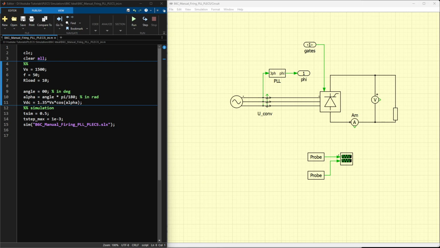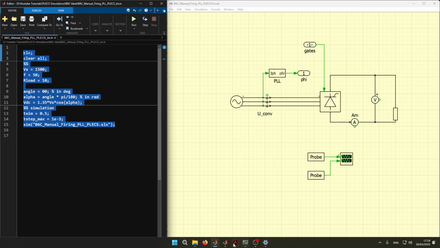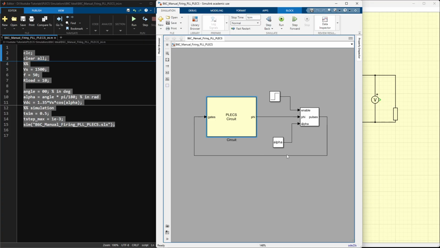Welcome to part 2 of the open loop control of the three-phase controlled rectifier. In the previous video we saw how to simulate this three-phase controlled rectifier by giving the value of firing angle alpha manually. In this M file we had the definition of variables and control parameters, and in the Simulink model we had implemented the control of the converter.